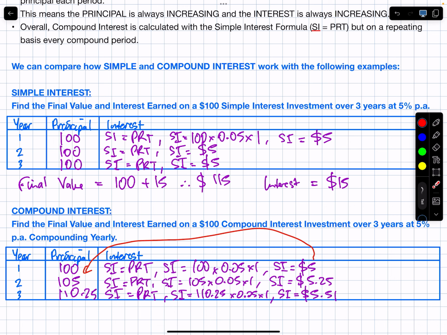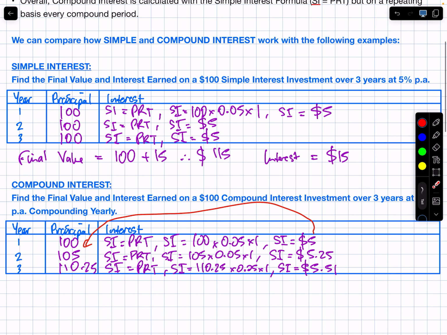So can you see through this illustration, is the principal constantly growing? Yes. Is the amount of interest that you generate constantly growing? Yes. That's why it's called compounding interest. So the final value is going to be 100 plus 5 plus $5.25 plus $5.51. 105, $110.25, $115.76, I think.